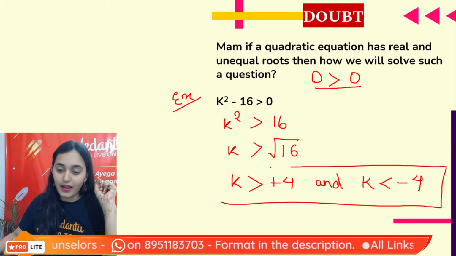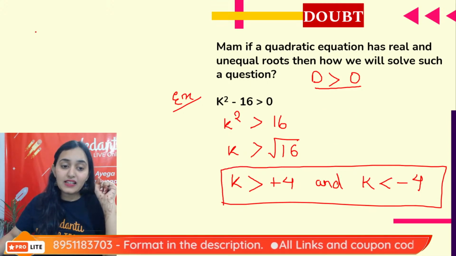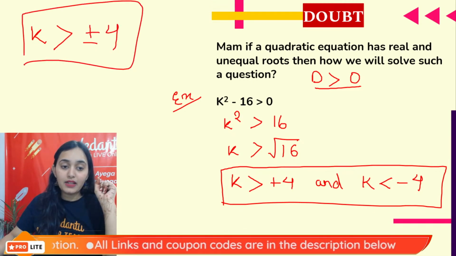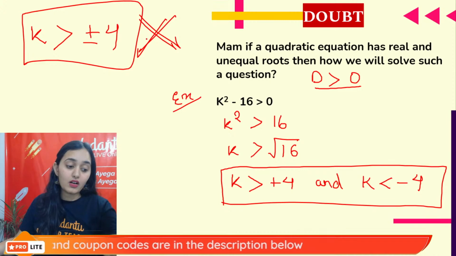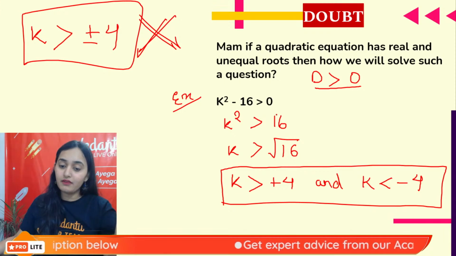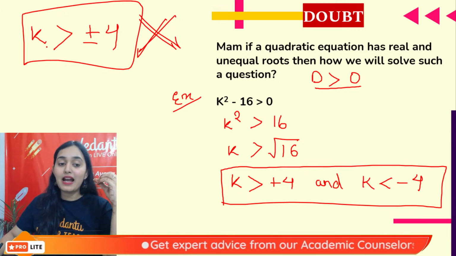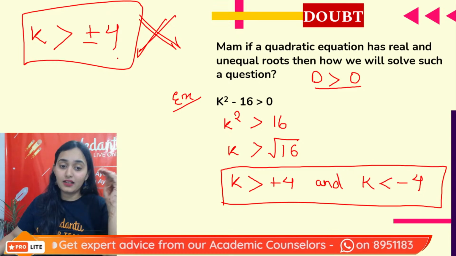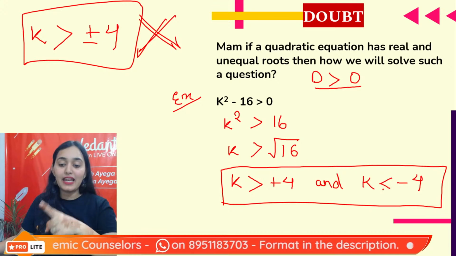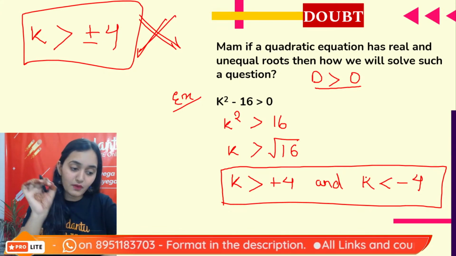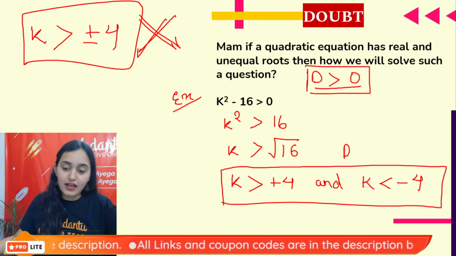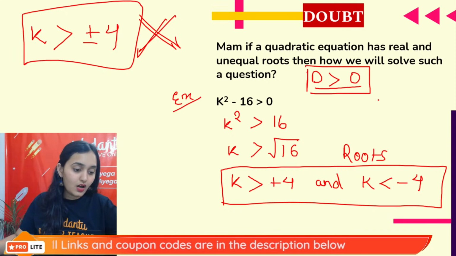This is how you write your answer. Please don't write k is greater than plus minus 4. Please don't write it. It is wrong. You must have learned inequality. If you have not yet learned, don't worry, you will learn it in future. So inequality says that a number cannot be written like this. It has to be written as k greater than 4 and k less than minus 4. This is the right way of representing discriminant greater than 0. These are the roots. All right.